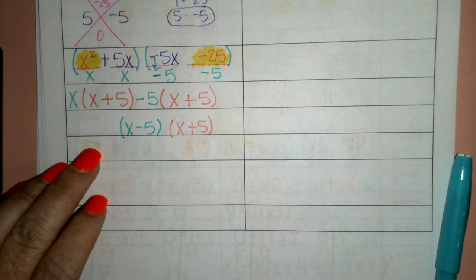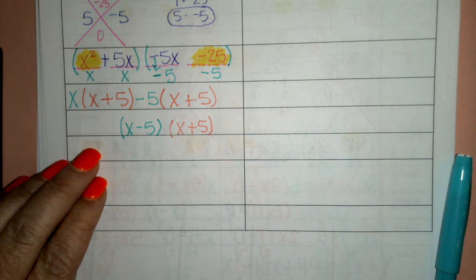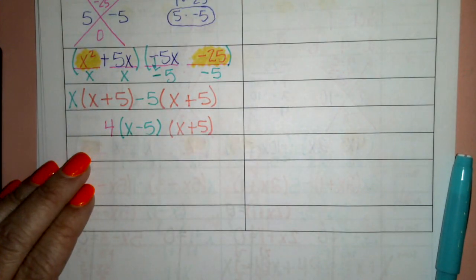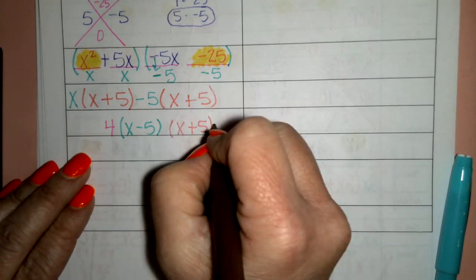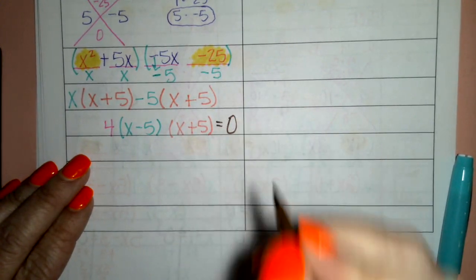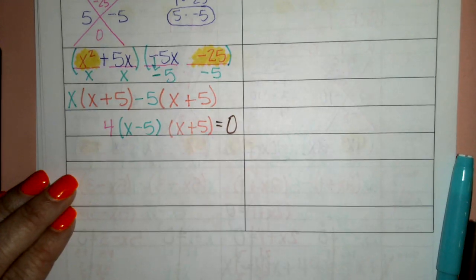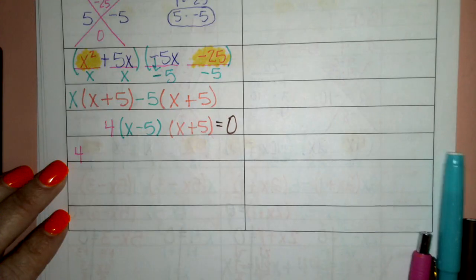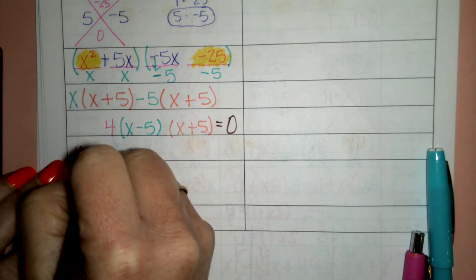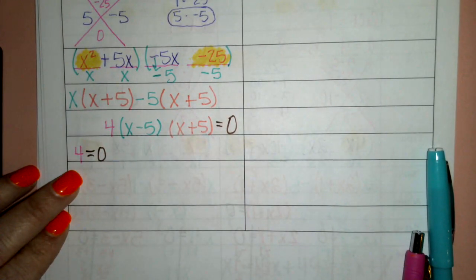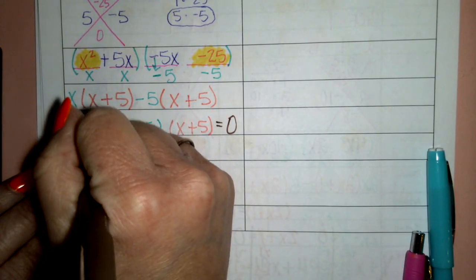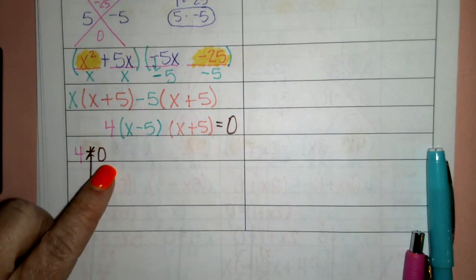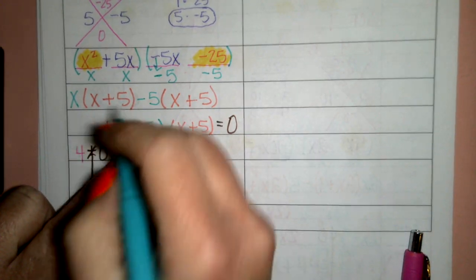And then I have that GCF from the very beginning, which was a 4. I'm going to set all of that equal to 0. So I've got 4 equals 0. And does 4 equal 0? No, it does not. So we don't have to worry about that one because 4 does not equal 0. So next up is x minus 5.